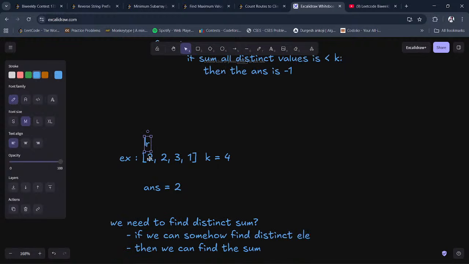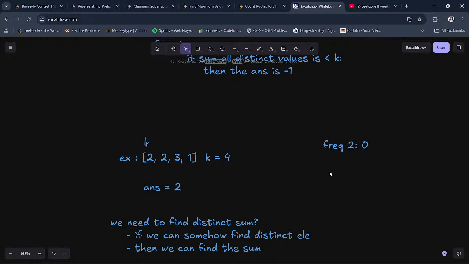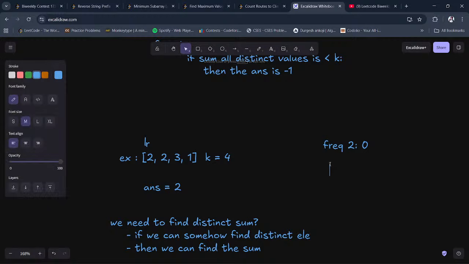Suppose I start from here and traverse the array, and I check in my frequency map. Frequency map of 2 is what? Initially it is 0, right? So that means 2 is not present, so I can just increment unique. Unique will be 2 now because I'm taking the unique sum, right? Then I will move forward to here.